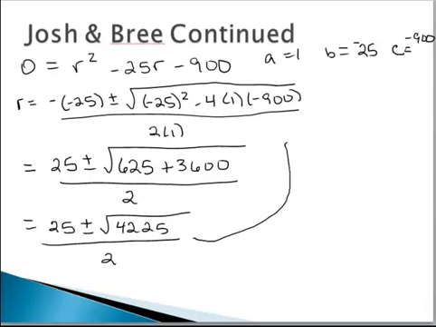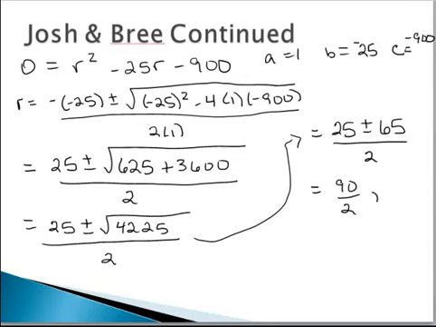That's pretty cool. So we get 25 plus or minus 65 all over 2. Well, 25 plus 65 is 90 over 2. And 25 minus 65 is negative 40 over 2. So we're going to end up with 45 and negative 20.